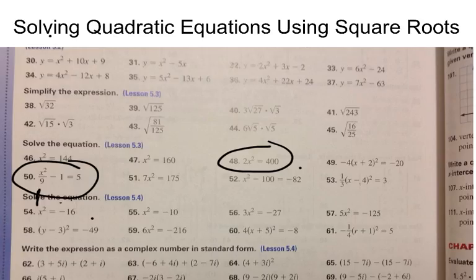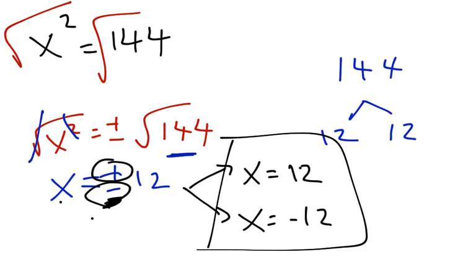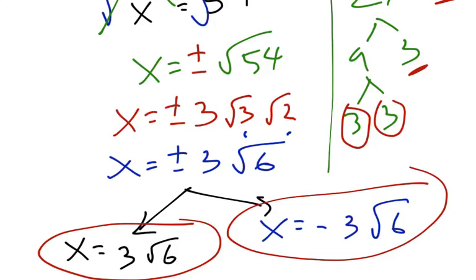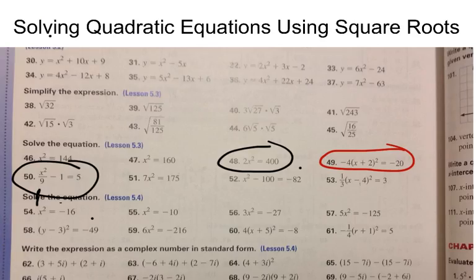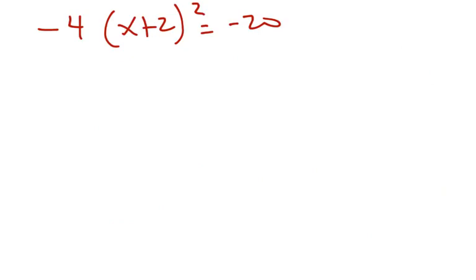Now we're going to solve number 49. So it's negative 4 times the quantity x plus 2, to the second power, equals negative 20. Let's go to a different page. Let me double check that. Yes, negative 4 times (x plus 2) to the second power equals negative 20.